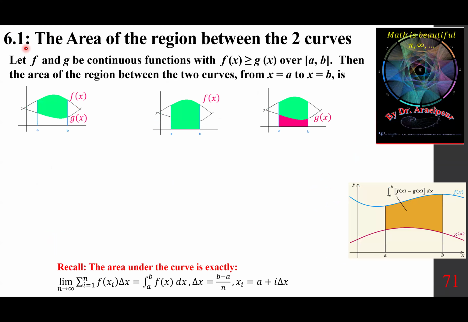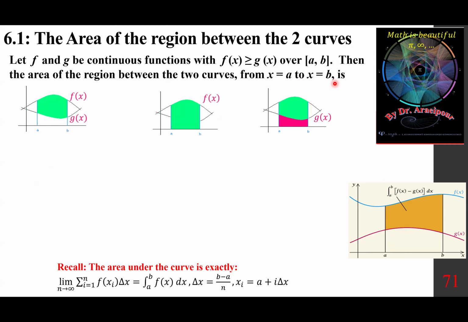Section 6.1, the area of the region between two curves. Let f and g be continuous functions with f of x larger than or equal to g of x over the interval of a to b. Then the area of the region between the two curves from x equals a to x equals b is.